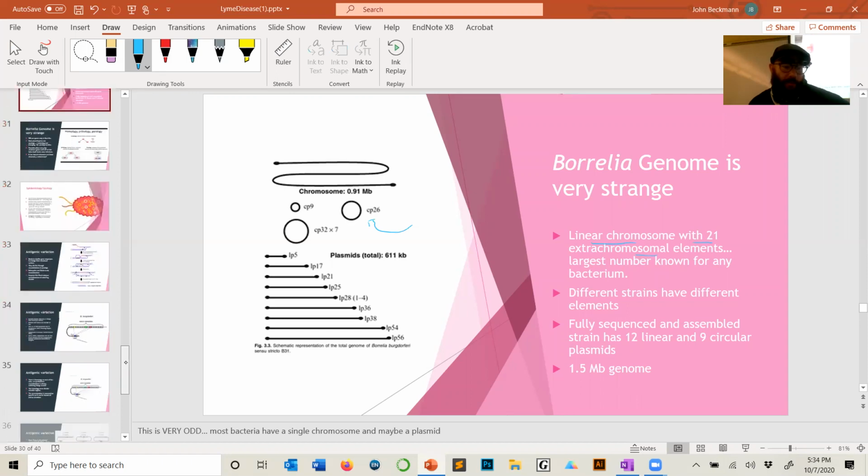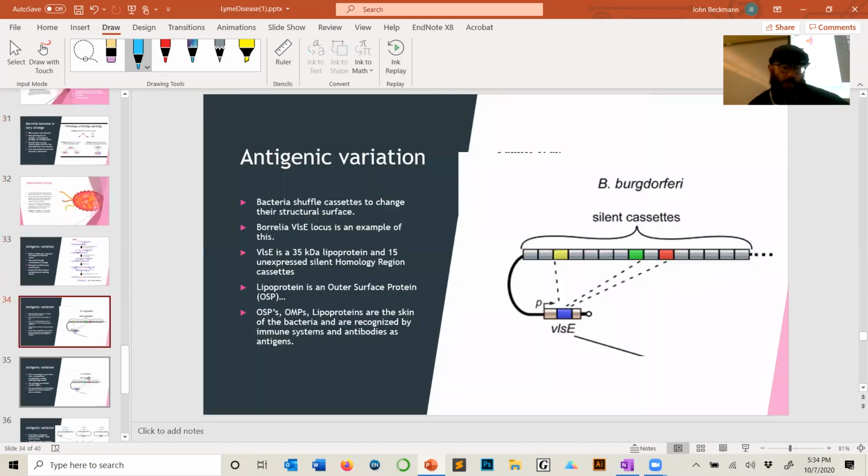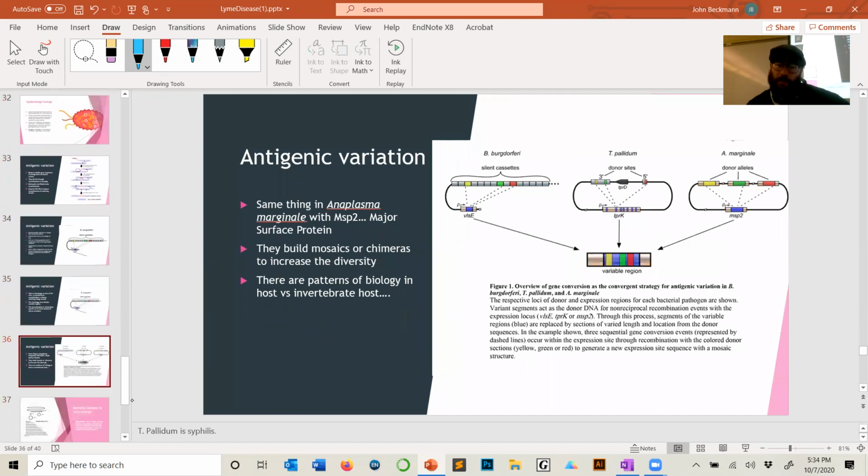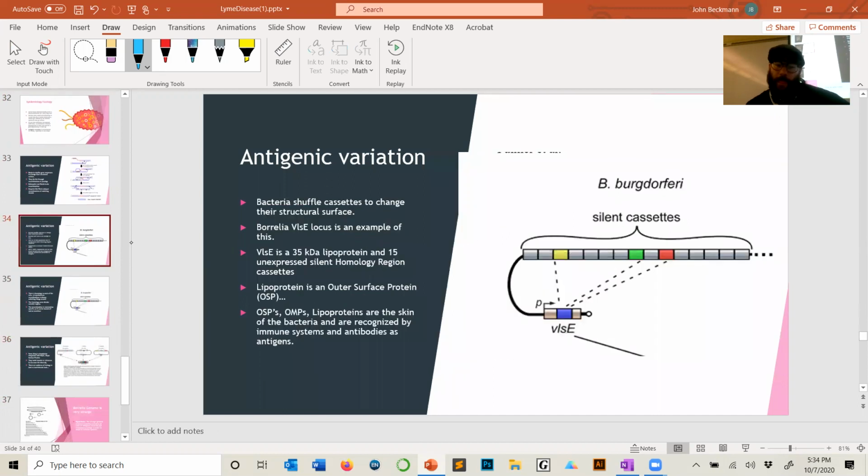Now let's look at this. This is one of these chromosomal elements. It doesn't even matter what the gene is. There's this gene called VLSE. This is an important antigen. It's probably on the surface of Borrelia. And look what Borrelia has done.